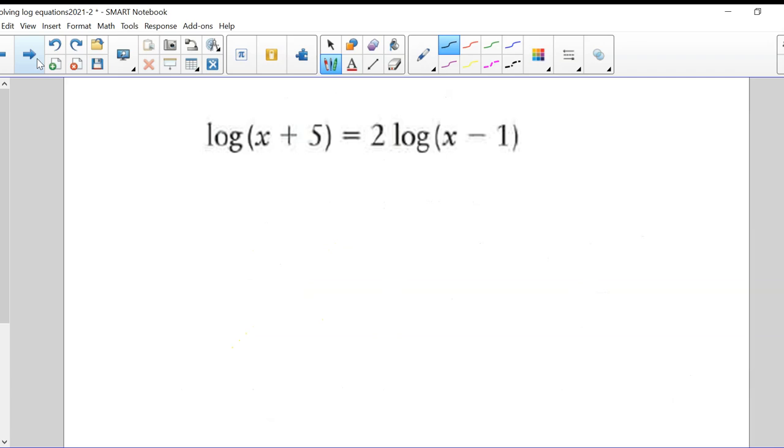Yeah, this one looks interesting. Let's see what we're going to do with this. The log of x plus 5 is equal to 2 log x minus 1. Any thoughts on how we might be able to handle this one? We haven't had anyone quite like this before. So what do you think, folks? Yes, Jeremy?